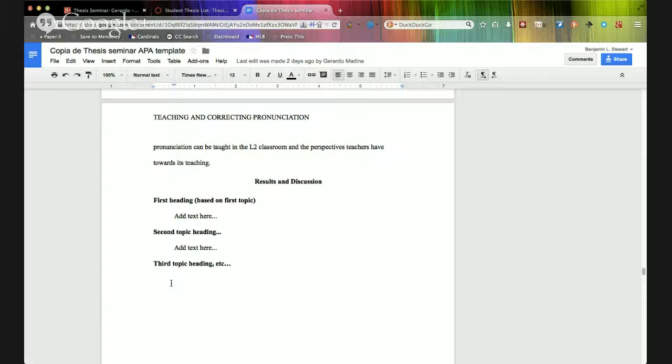Okay, so these are basically two ways that you can do it. At the end of the day, you need to make sure that you have a good balance between the results and the discussion, that you don't have too many of one and not enough of the other. And make sure that you present the results first. Don't interpret anything without presenting the results. How do you understand that if you haven't presented the results first? So always present the results first, then discuss the results.